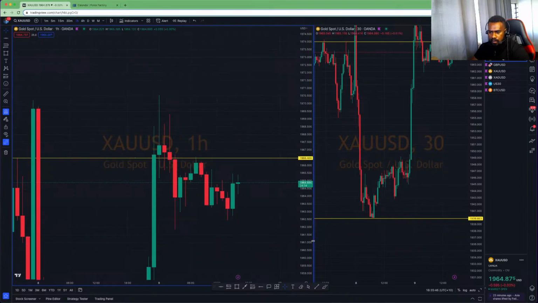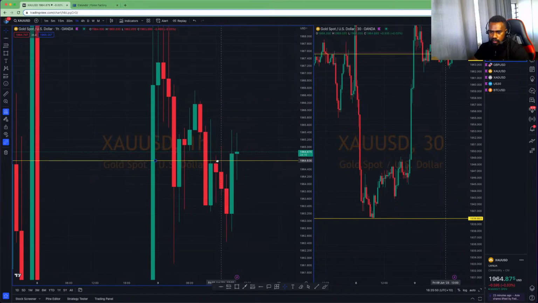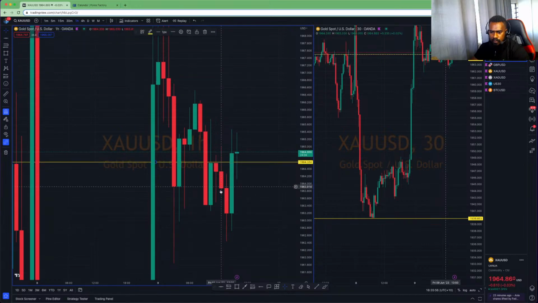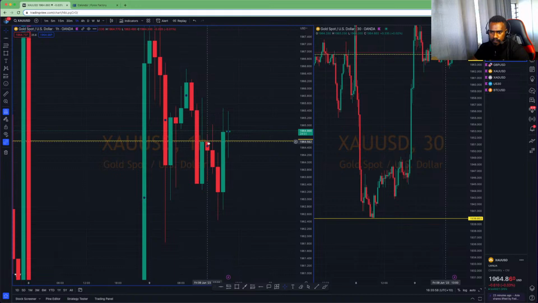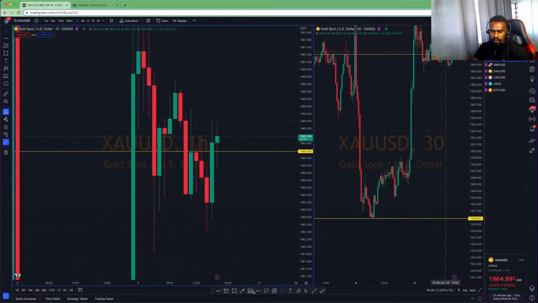Looking at the 1-hour time frame now, currently in a range. The previous 1-hour candle closed a little bit strong bullish above this minor resistance area over here. This resistance was formed on what? 2 days. It's formed last night. So close slightly above it.